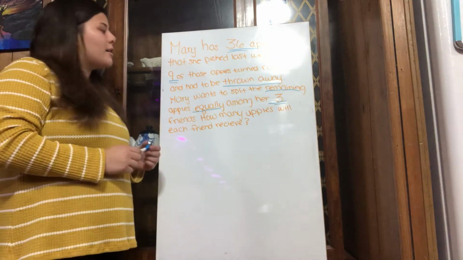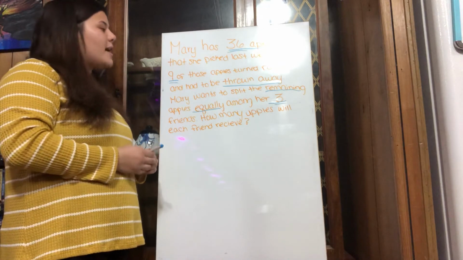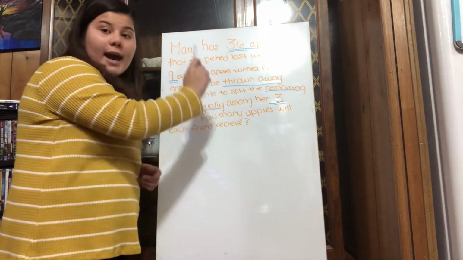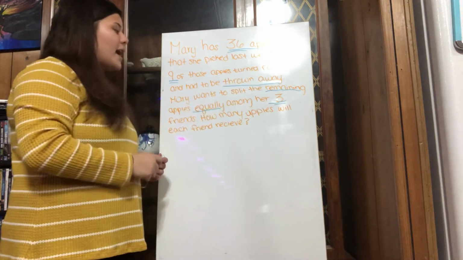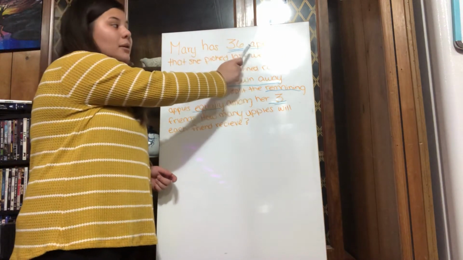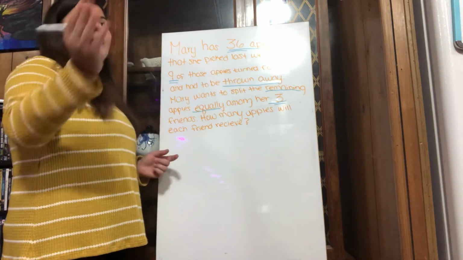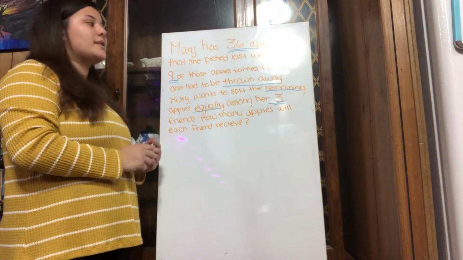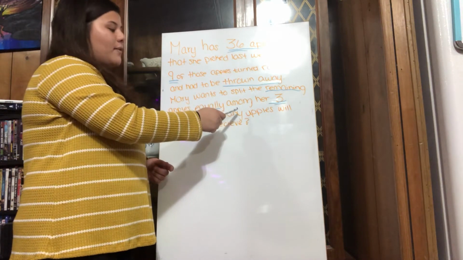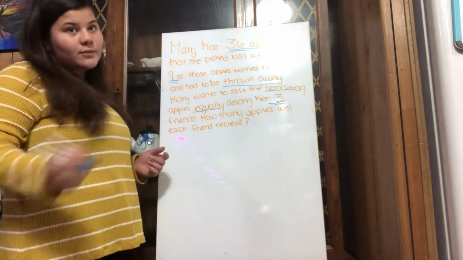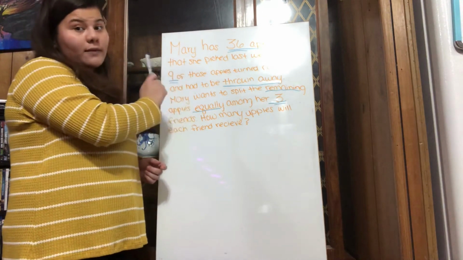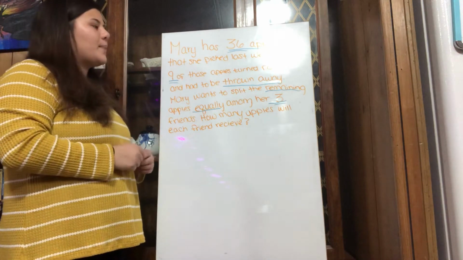Very good, Maria. Maria says that because 9 of those apples turned rotten and had to be thrown away, we have to subtract those apples from the number of apples that Mary picked in total. Very good, Andrew, for noticing that we had to divide the number of apples among Mary's 3 friends. But Maria is right. We do have to subtract the 9 apples that went rotten first.